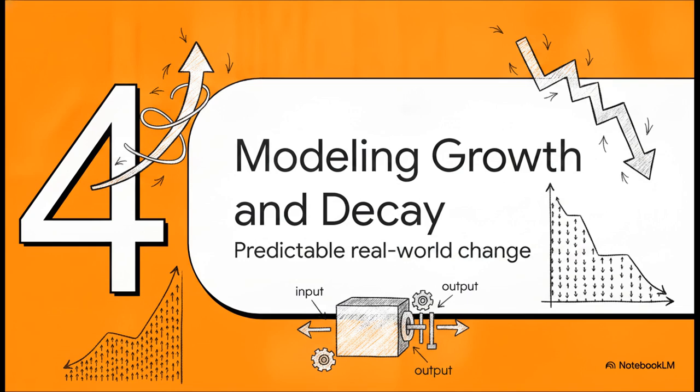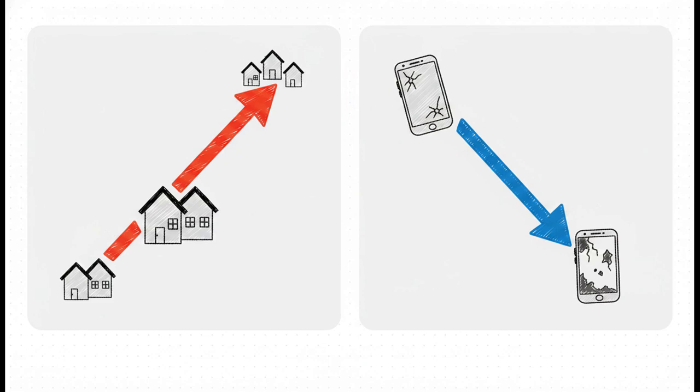Now let's take our machine out into the real world. Section 4, Modeling Growth and Decay. We're going to track how things actually change over time. Linear expressions are absolutely perfect for modeling situations where there is a constant rate of change.